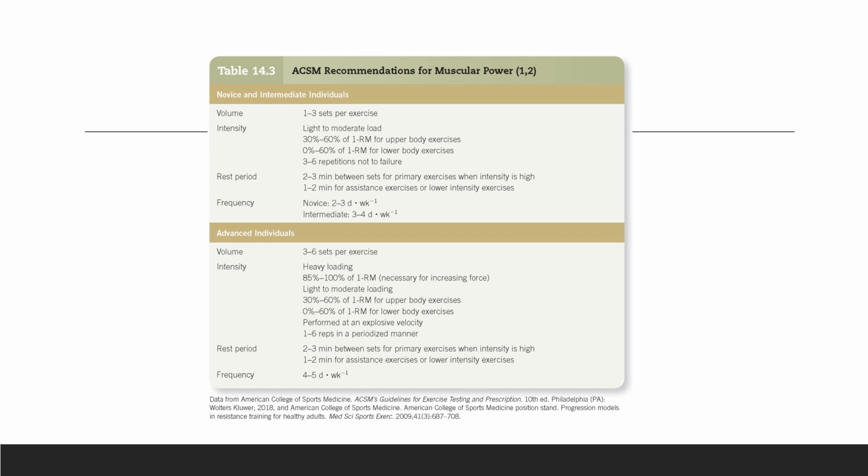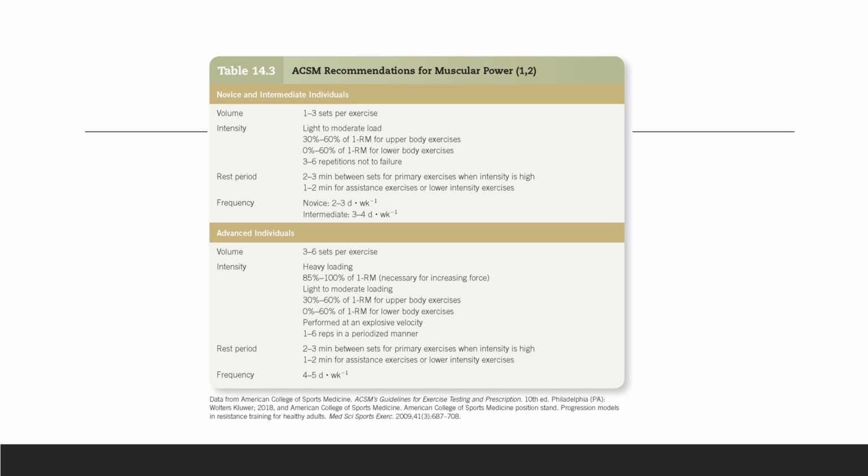advanced. For muscular power, for novice or intermediate individuals, they're going to do about 1 to 3 sets per exercise at a light to moderate load, 30 to 60% of the 1RM for your upper body exercises. For lower body, it's about 0 to 60%, and 3 to 6 repetitions, but not to failure. The rest period is about 2 to 3 minutes in between your primary exercises when the intensity is high, and 1 to 2 minutes for the assistance exercises, your lower intensity exercises.